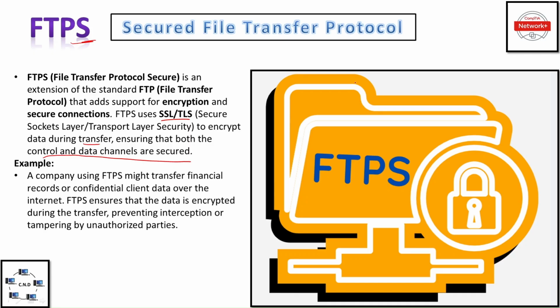So what does this mean? The FTPS basically makes two connections between the client and the server. One is the control connection and the other is the data channel.